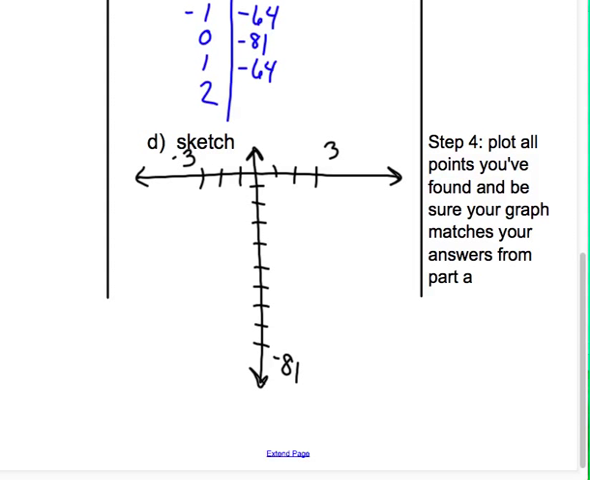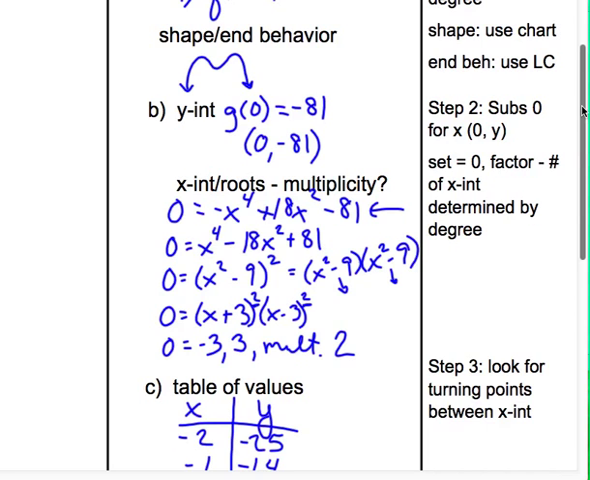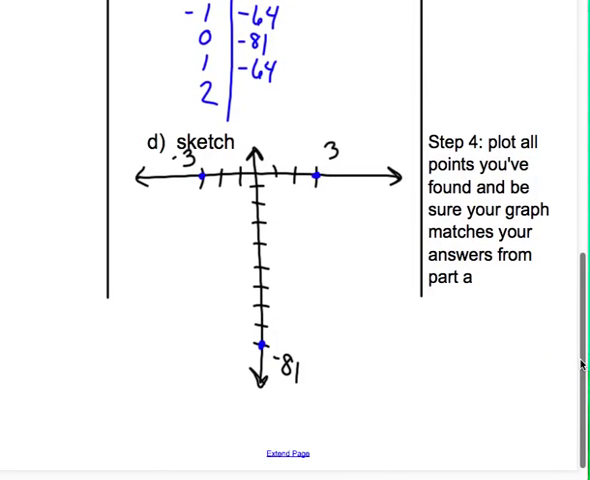And plot my points. So we first saw that our y-intercept was (0, -81). Our x-intercepts were negative 3 and 3. And because those had a multiplicity of 2, they are also turning points. So I knew from part A, when I did a quick sketch of my graph, that it was an upside down W, that my graph will be opening down. So from my turning point here, I'm just going to start heading off.